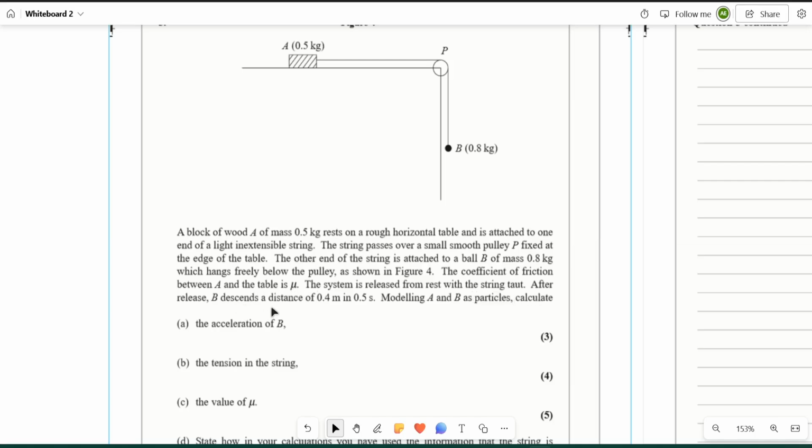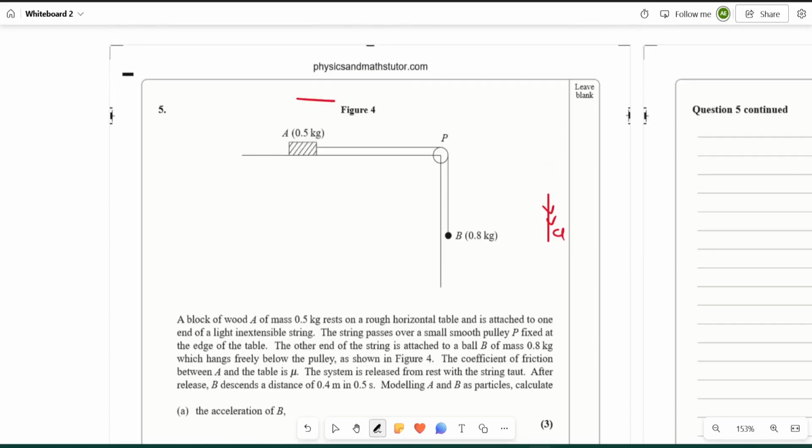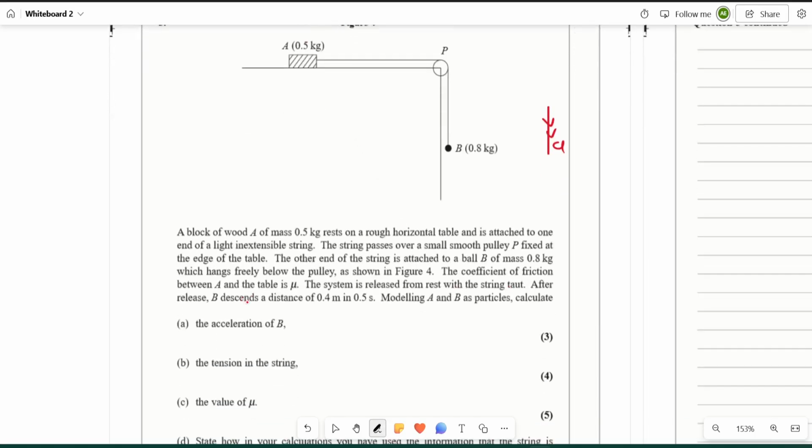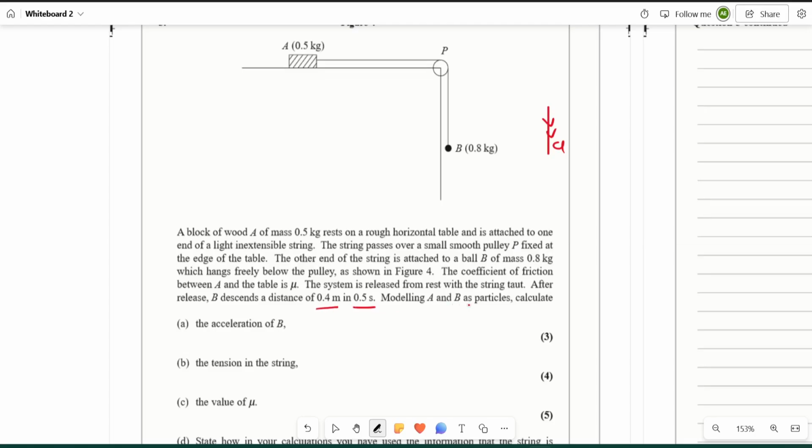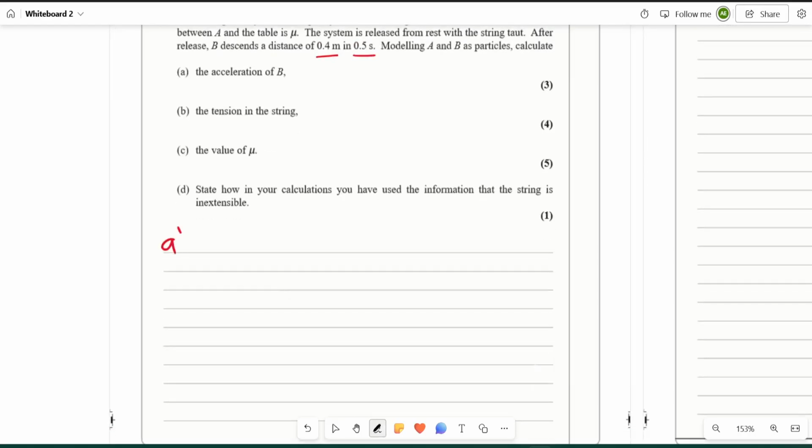After release, B descends a distance. So after release, B is going to have an acceleration downwards, and that means that A is going to move to the right with the same acceleration. After release, B descends a distance of 0.4 meters in 0.5 seconds. Modeling A and B as particles, calculate the acceleration of B. So, the acceleration of B.